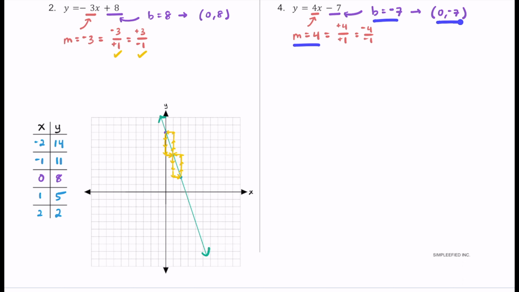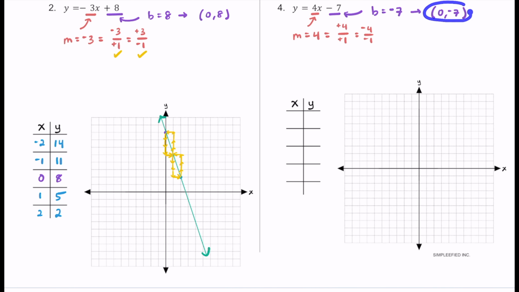So we know our slope, which is 4, we know our y-intercept, which is going to be negative 7, and let's go ahead and make a table and then a graph together. We'll take this 0, negative 7 and put that in the middle of our table like we have in the past few examples. So we can start with that, and we can also plot that if you want to right away, or you can wait a little bit, totally up to you, but I'm just going to put a dot so we have something going here.